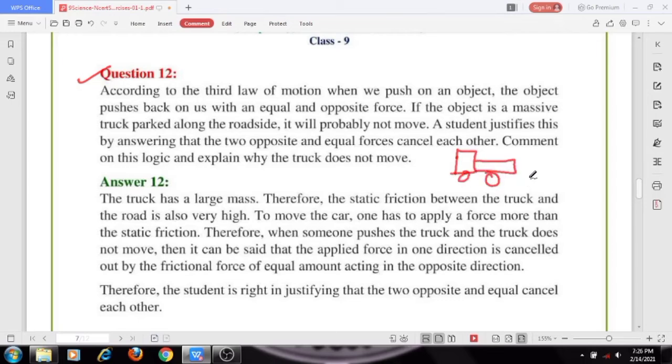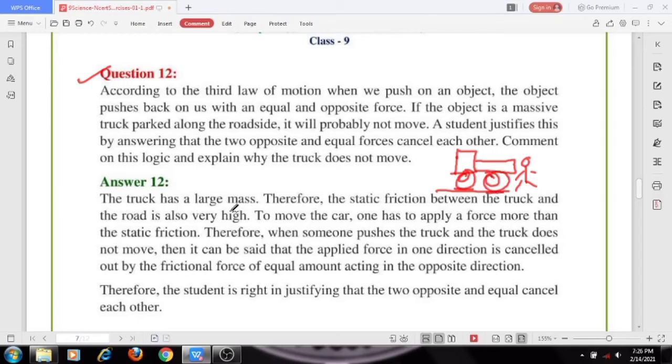Right? So what we have to do is just push the truck forward. Right now, see, the object pushes back on us with an equal and opposite force. If the object is a massive truck parked along the roadside, it will probably not move. So when you push it, a student justifies this by answering that the two opposite and equal forces cancel each other, because when it is parked along a roadside, the wheel of the truck experiences friction from the surface of the road here. So what is the answer?